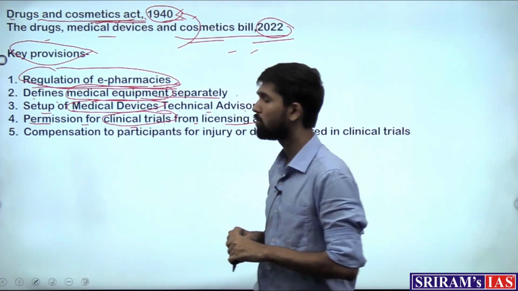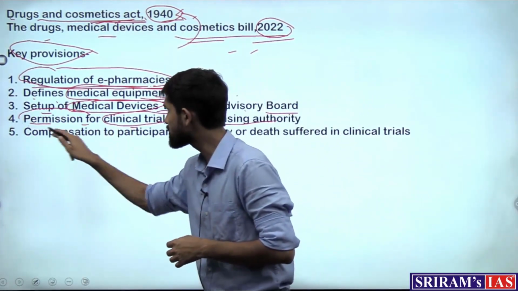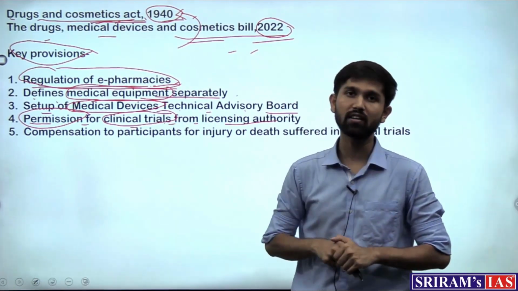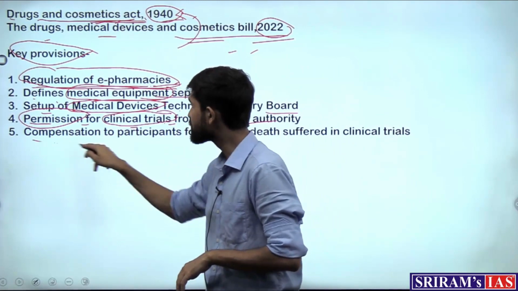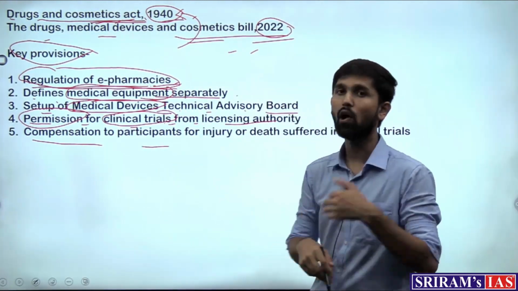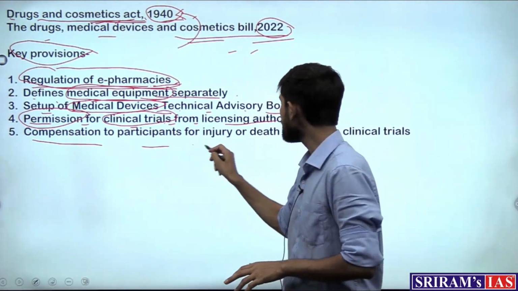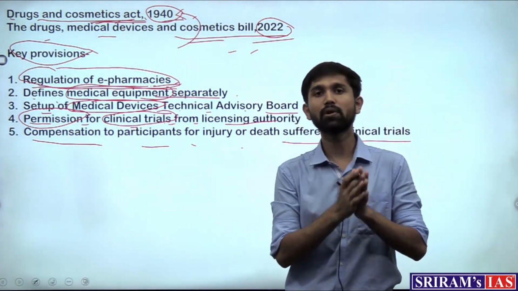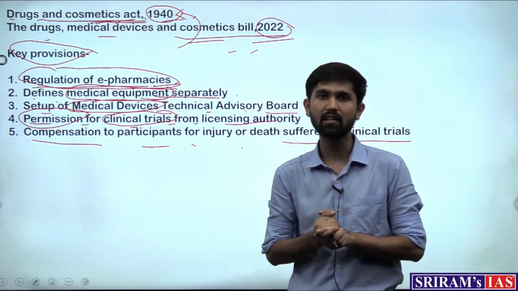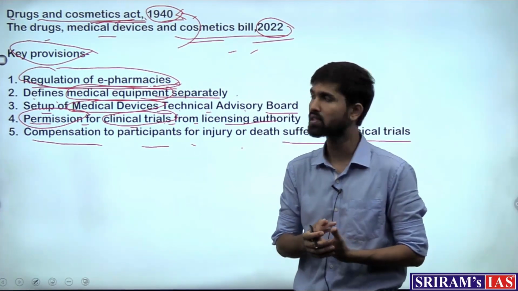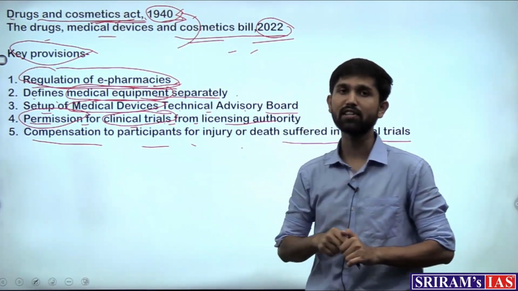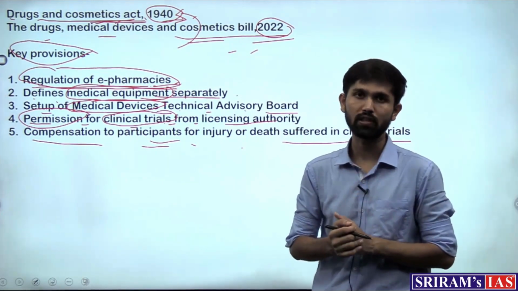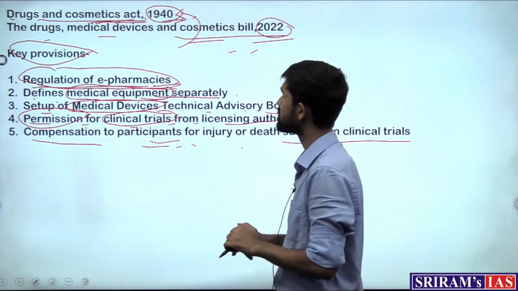Now, the new bill says that permission would have to be sought by these drug manufacturers and companies to conduct such clinical trials, and there is also now a provision for compensation to participants or their relatives for any injury or death suffered in such clinical trials. So the new bill gives protection to the participants of these clinical trials. Earlier also compensation was granted, but it was not expressly mentioned in the old act. The new bill expressly takes care of the compensation aspect of clinical trials. So these are the key provisions of the new bill.